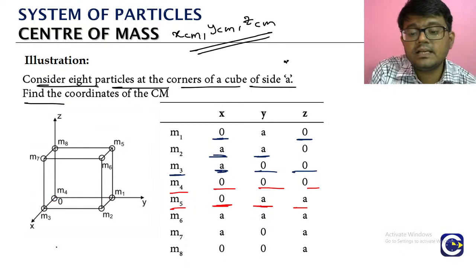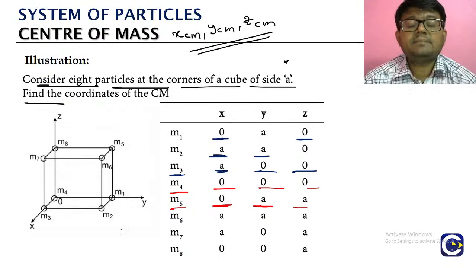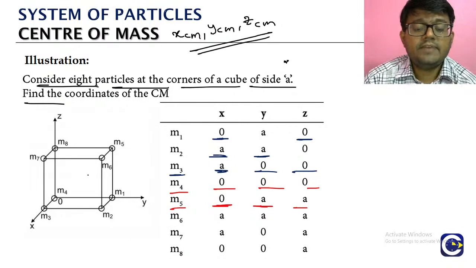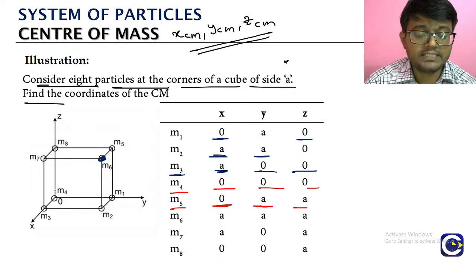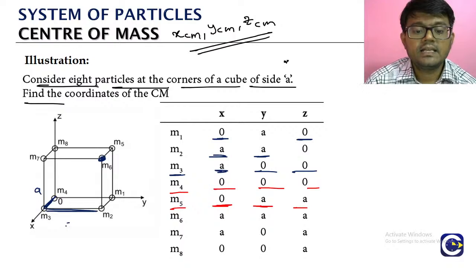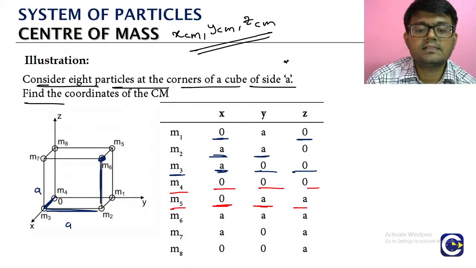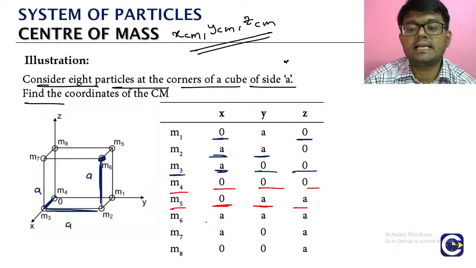What about the next? M6. Where is M6? Look at where is M6. Okay, M6 is here. Look at this now. M6 will have all the coordinates. How we'll check it? Cover distance A along the x-axis. Cover distance A along the y-axis. Then cover distance A along the z-axis. A, A, A.